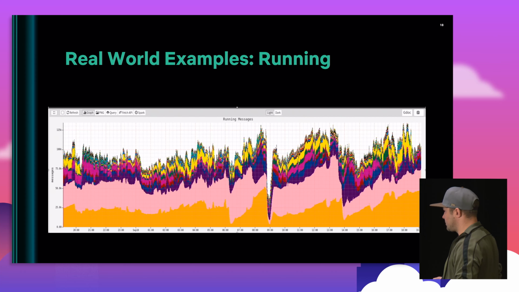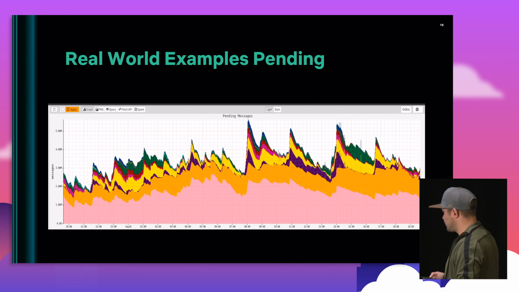And here are the pending messages, same story. You see there is a burst, and it's basically absorbed by the messaging system, and then at some point it drains, and then there's a burst again. And this scale is again 1 minute.